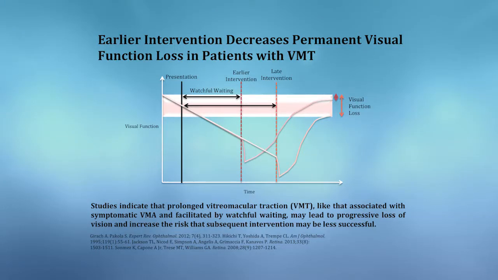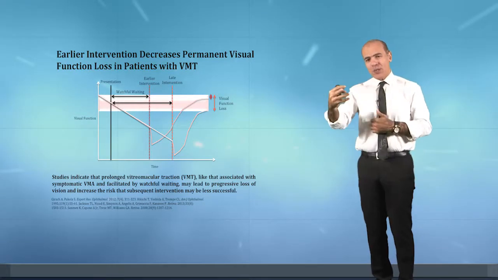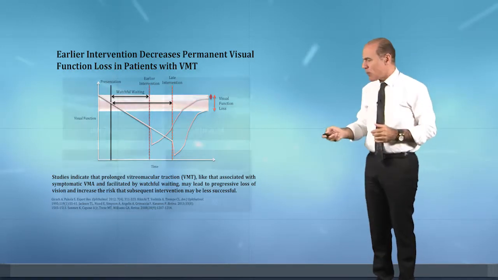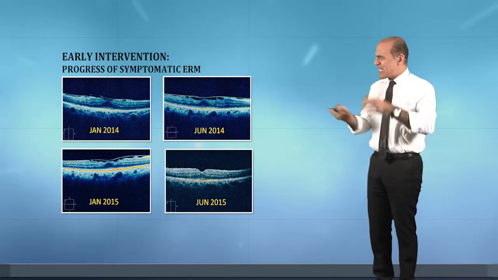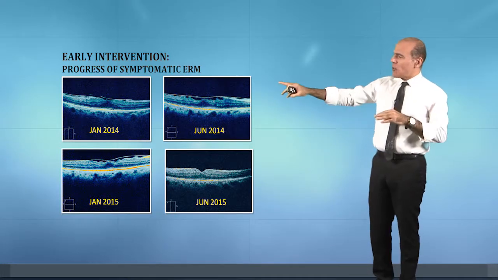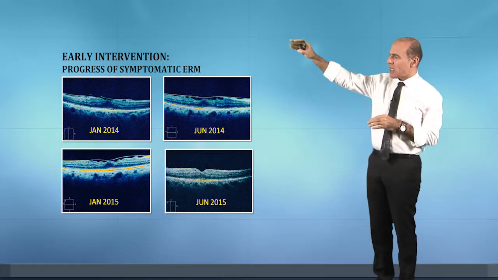Now, this graph tells you that early intervention decreases permanent visual function loss in patients with vitreomacular traction. Here, the watching period is very important. As I said, if you follow the patient with the OCT to see any exerted traction on the hole, early intervention carries a better prognosis. You can see such a membrane, still an incomplete epiretinal membrane, with inversion of the foveal depression; instead, it's a little bit elevated.